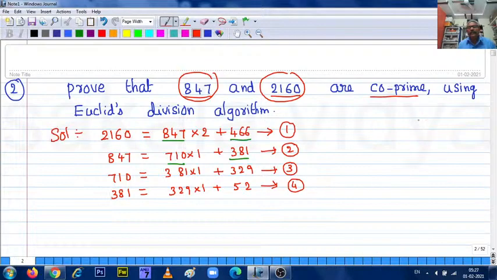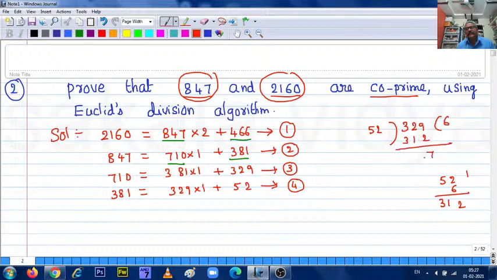So now 329 divided by 52. Try with 52 six times. 6 twos are 12, 6 times 52 is 312. Yes, 312 you will be getting. Subtracting, we get 37. So that means 329 equals 52 multiplied by 6 plus 37. Say, this is equation 5.